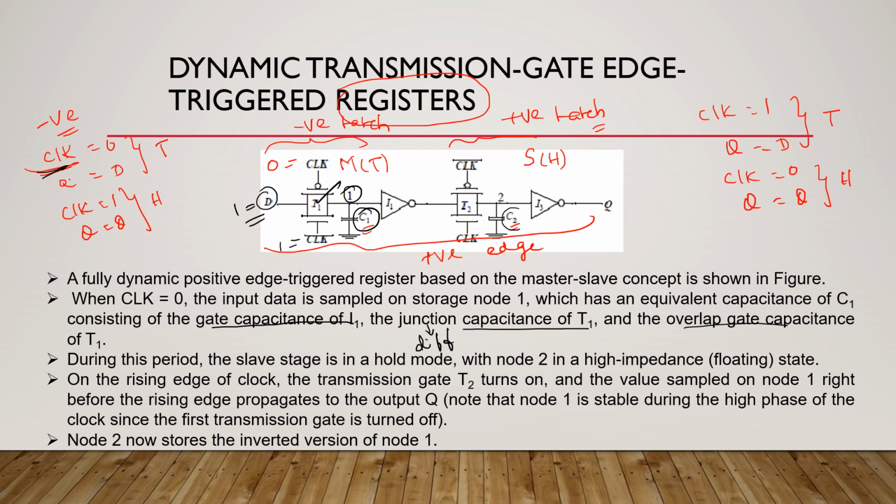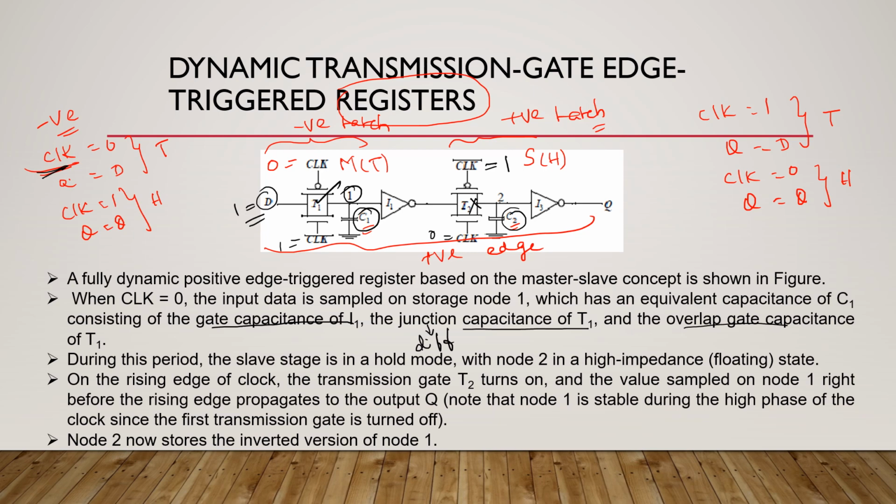Similarly, C2 also. This is due to the transmission gate T2 overlap capacitance, junction capacitance of T2, as well as the inverter I2 input gate capacitance, right? Okay. So when my clock is 0, the transmission gate 1 is on. During the same time, when my clock is 0, I told you clock bar is 1. You are giving 0 to the NMOS and 1 to the PMOS, thereby this transmission gate is set to the off condition. I already told you one should be on, another must be off, right?